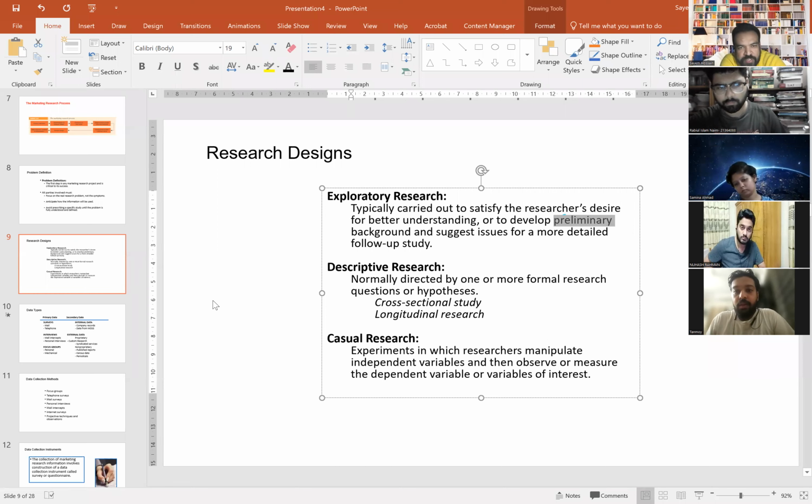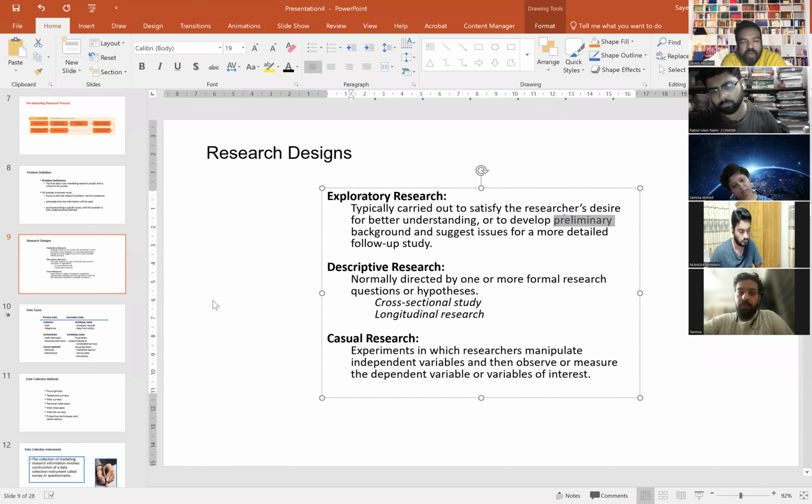No, we're not talking about hypothesis here, because exploratory research does not use a hypothesis. Hypothesis is done when it comes to causal research, the last one that we see. In causal research, generally the hypothesis is done, and it's a form of quantitative research. So exploratory research is purely qualitative research.